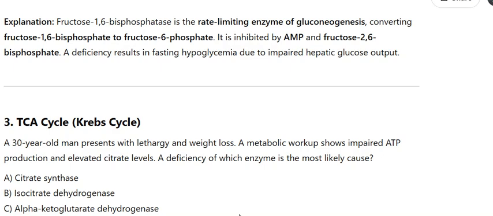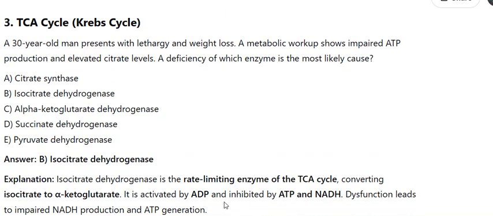3. TCA cycle, Krebs cycle. A 30-year-old man presents with lethargy and weight loss. A metabolic workup shows impaired ATP production and elevated citrate levels. A deficiency of which enzyme is the most likely cause? A. Citrate synthase. B. Isocitrate dehydrogenase. C. Alpha-ketoglutarate dehydrogenase. D. Succinate dehydrogenase. E. Pyruvate dehydrogenase. Answer: B. Isocitrate dehydrogenase.